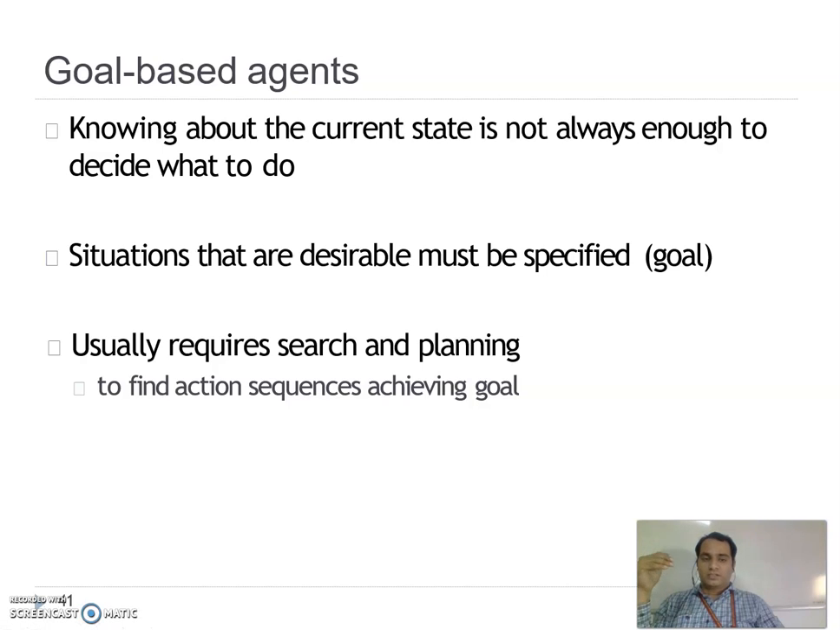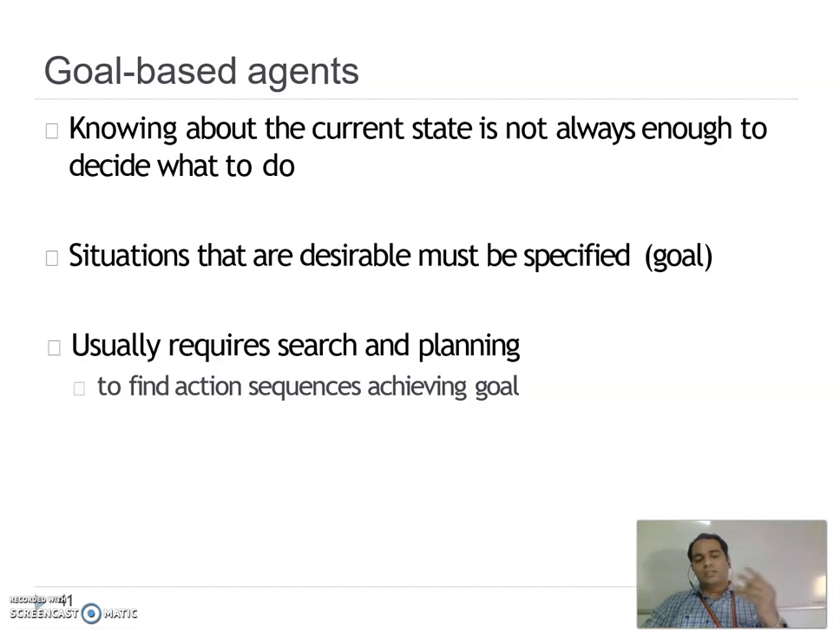Knowing about the current state is not always enough to decide what to do. Situations that are desirable must be specified. So from the current state, where you want to go, that is your goal state. If you know the goal state, you will move in the direction of your goal. Maximizing your performance measure and being rational usually requires such planning, because to reach the goal, I may have multiple paths, multiple solutions. So what solution should I pick?